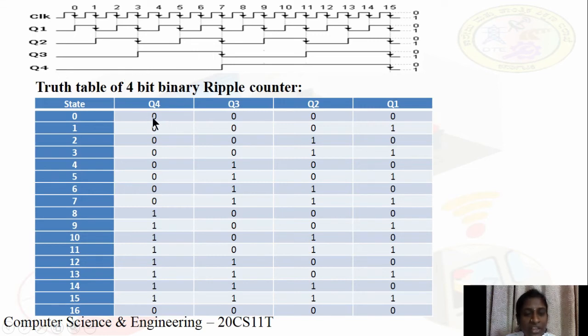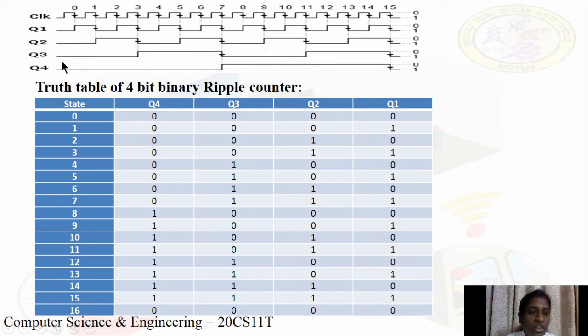Next, for that we have given 0, 0, 0, 0. This is the 0th stage. If the first clock pulse is fed, for the first clock pulse on the negative edge, let us observe what is the state of the flip-flop. Q1 value will be 1. Q1 value here is 1.